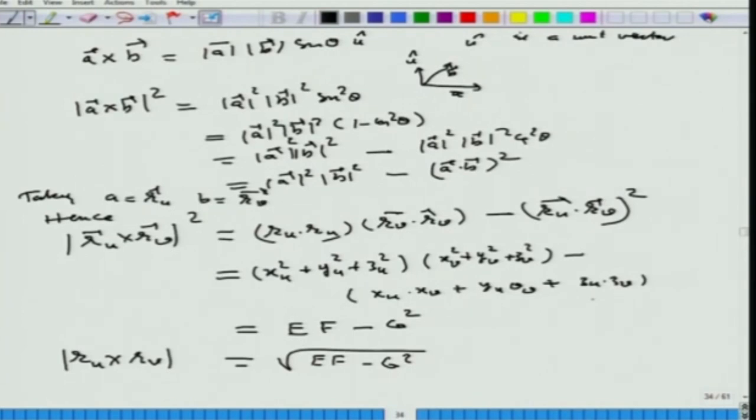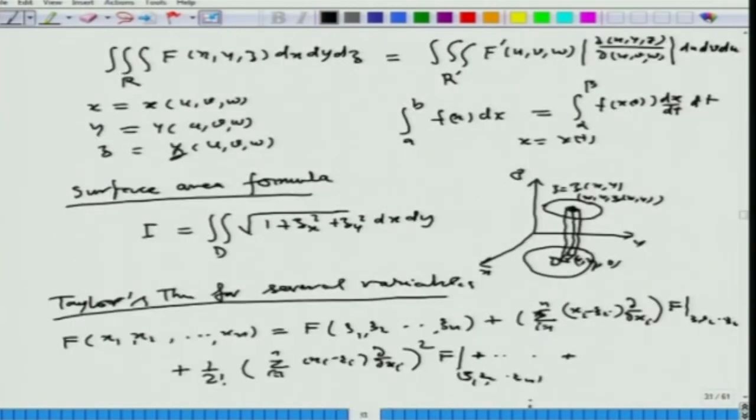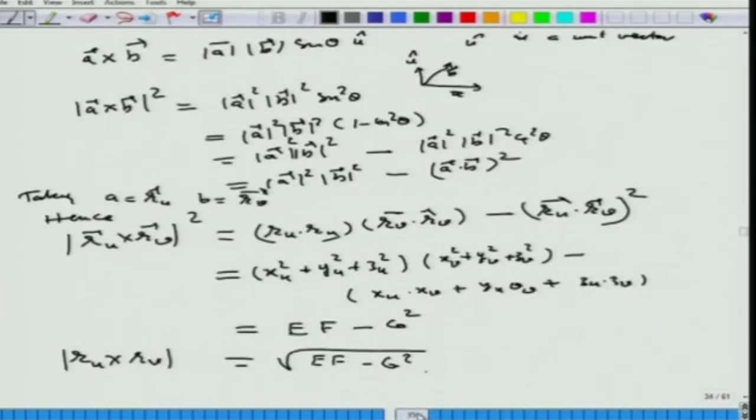So, in particular for flat surfaces, this will reduce to our earlier case which we had here. We will see that this also comes out from our general formula for the surface integral like this here.